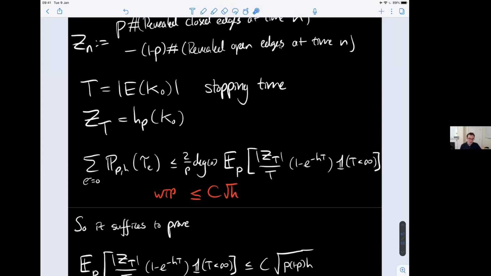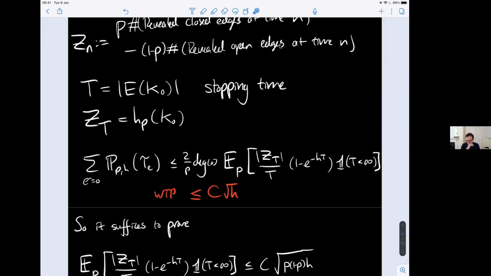Now, that means that this martingale is running for order 1 over h steps. But if you have a martingale and you run it for n steps, indeed it's just a random walk, then you expect it to have size about root n. So what you're roughly thinking is that what's going to contribute to this expectation is when T is of order 1 over h, and Z_T is going to be of order 1 over root h. Then you multiply these things together and you should get this root h bound.